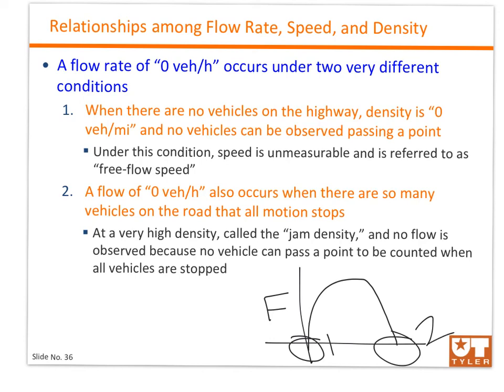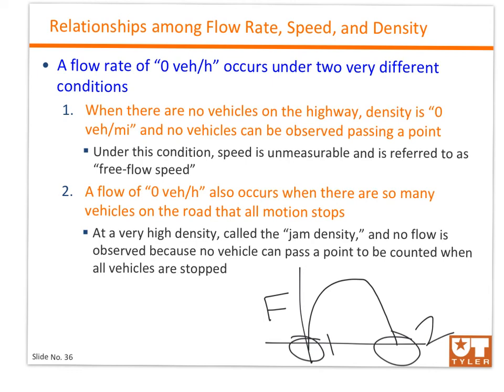Condition 1, when there are no vehicles. Again, I can see a flow rate equal to 0 vehicles per hour when there are no vehicles on the highway. So density is basically going to be 0 vehicles per mile, and no vehicles can be observed passing that point. Under this condition, speed is typically unmeasurable, and we refer to it as free flow speed. That means hardly any vehicles, and the speed is going to be equal to free flow speed.